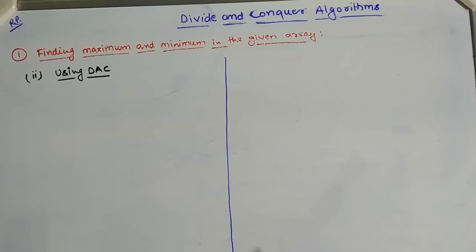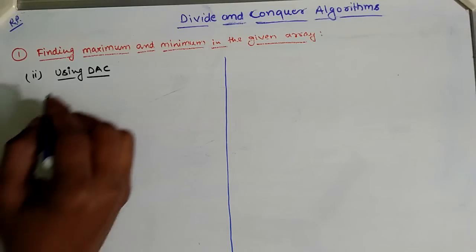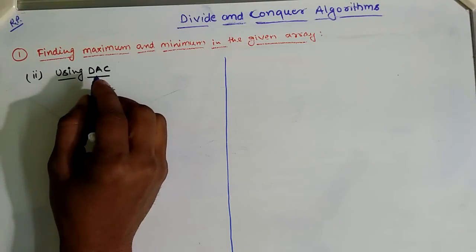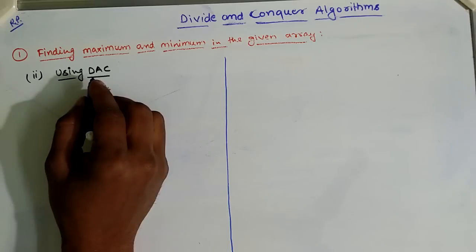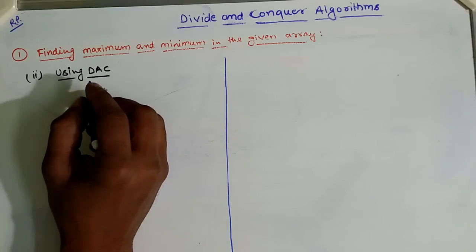Hello guys, I just continue the previous lecture in which I have solved the problem of finding minimum and maximum in the given array. So in this video lecture we will solve this problem using the divide and conquer approach. So I just write the algorithm which follows the recursive calling and uses the divide and conquer approach to solve this problem.